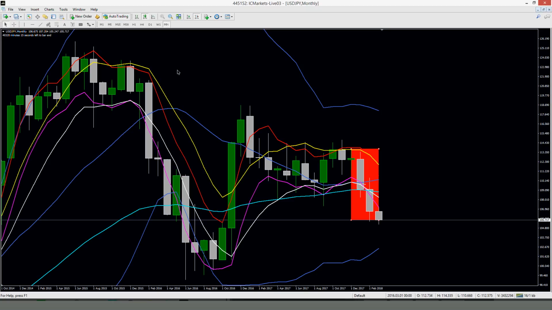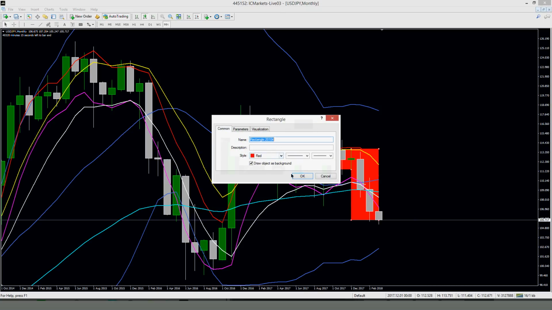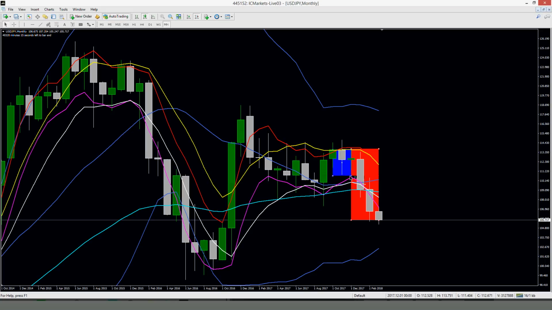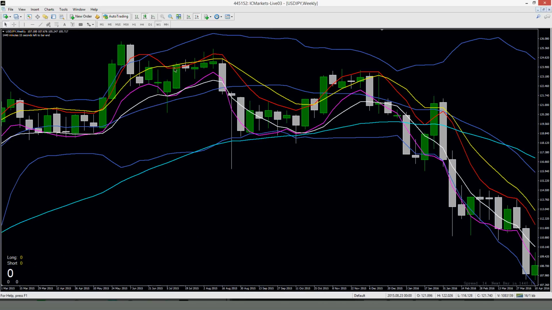So in a bigger time frame, this will look like a bearish engulfing. Okay, let me just fix it up for you. So in reality, what we have here is a bearish engulfing pattern in the monthly time frame. So we know that the market is going down. Okay, that's another good example of other things that might help you to do your analysis.